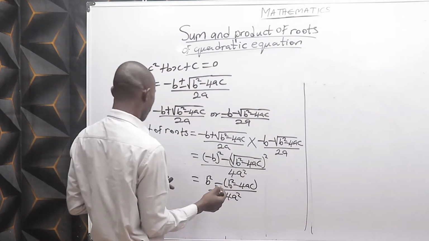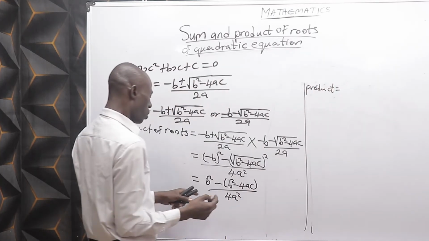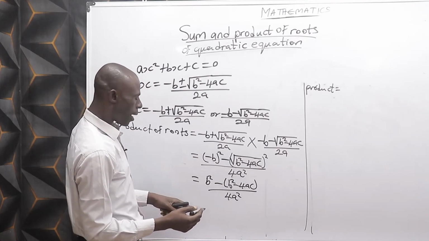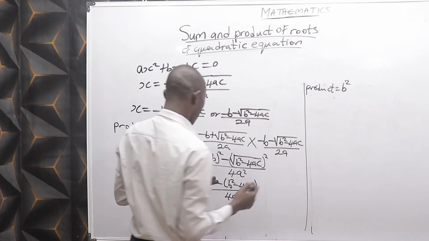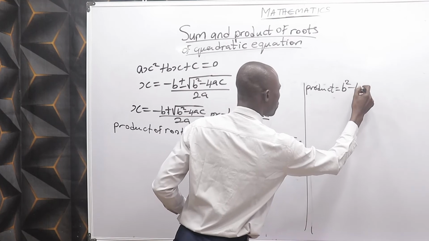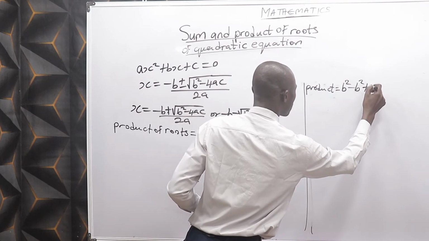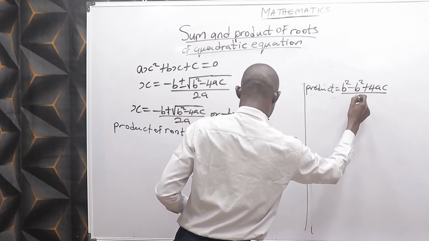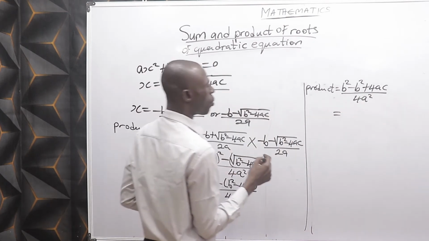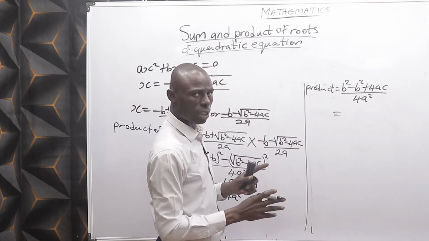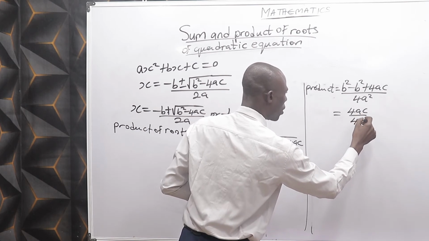So I come to this side. Product equals, open the bracket there with minus 1. So you have b squared minus times b squared minus b squared minus times minus 4ac, that is plus 4ac, all over 4a squared. Product is equal to b squared minus b squared, that cancel out each other. You can see, so remaining 4ac over 4a squared.